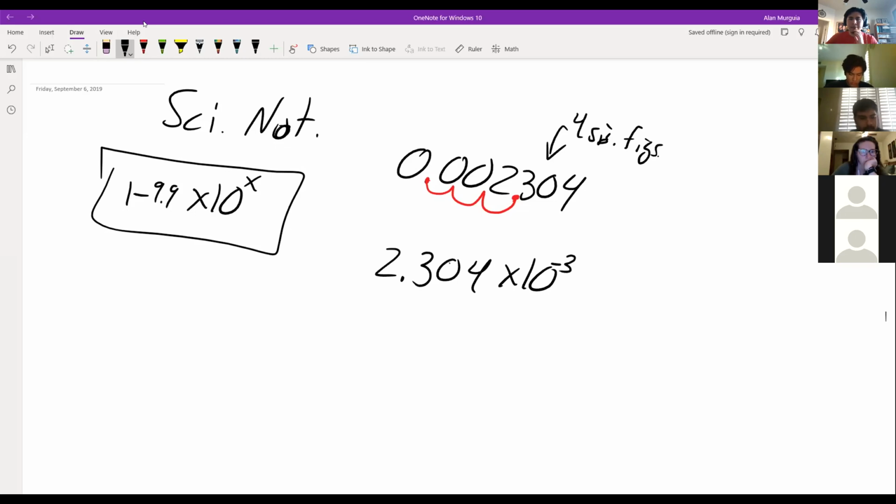And why am I making it negative this time? Because the decimal went to the right 3 places this time, instead of to the left. Yes, perfect. Exactly like that.